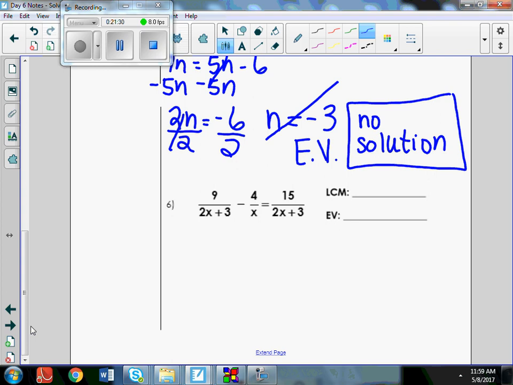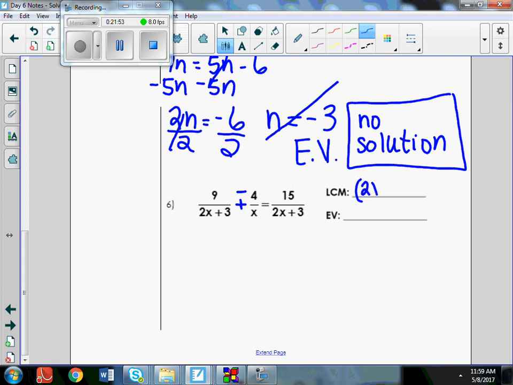Okay, so when I see the subtraction sign, what do I do with it, Alexa? Change it to addition and distribute it, and then you don't have to worry about making a mistake with it as much. Okay, I need to find a least common multiple. What's my common denominator?